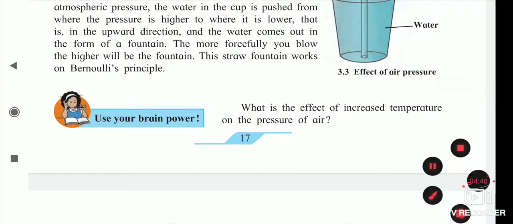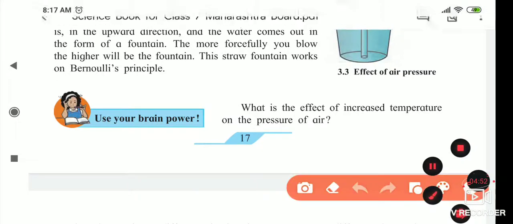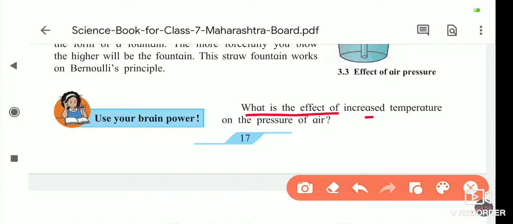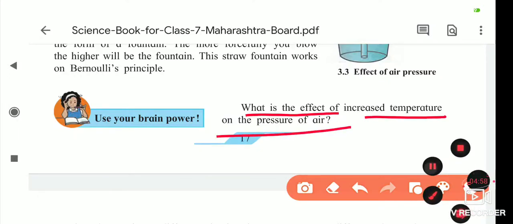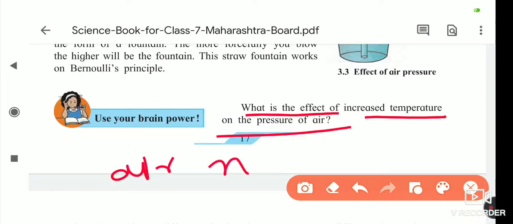Okay, so after this experiment, there is a use your brain power question. What is the effect of increased temperature on air pressure? Actually, when we increase the temperature of air, warm air causes air pressure to rise. Due to this warm air, the air pressure rises.